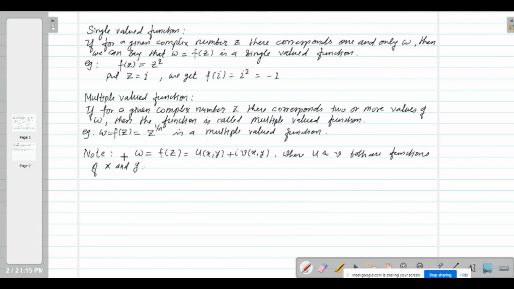Now let us move to the next topic, that is what? Limit of a function. So here we will see limit and continuity of the function. What is the limit of the function defined in the domain, and what is the continuity of the function defined in the given domain? So just define limit of a function. Let us define the limit.